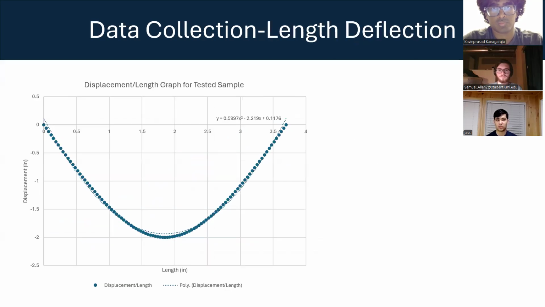And then we also produced a graph of the length over deflection. So pretty much modeling what we saw from the actual experiment itself. The maximum deflection was in fact at the middle of the beam. And there was a parabolic relationship between the deflection in the beam and the length of the beam.